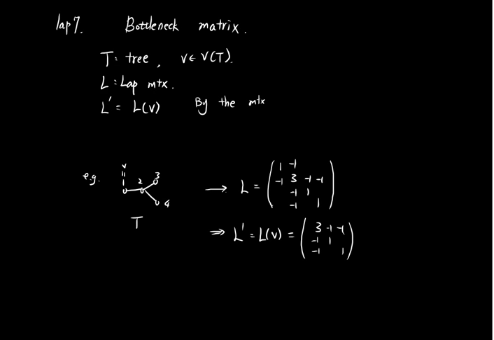we know the determinant of this matrix. The determinant of L prime is equal to the number of spanning trees, which is equal to 1, right? Because the number of spanning trees inside a tree is just itself, which is just one tree. So the determinant of this particular submatrix is going to be equal to 1.